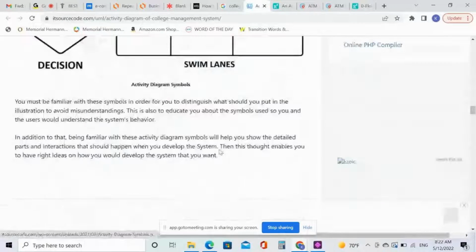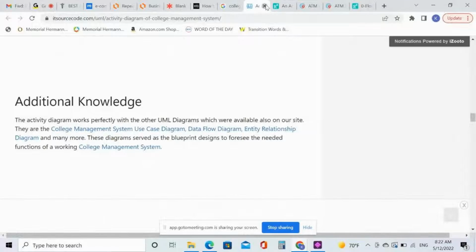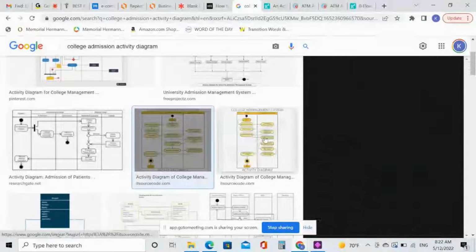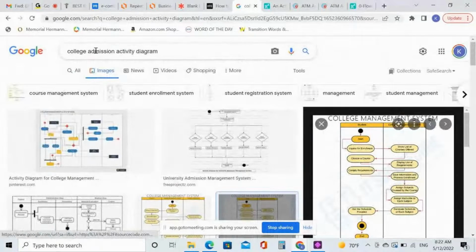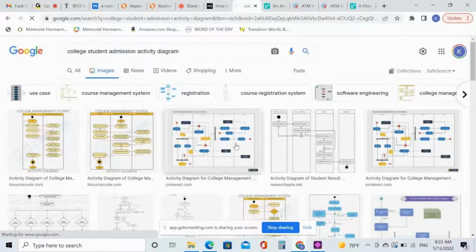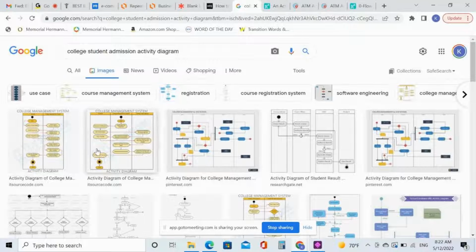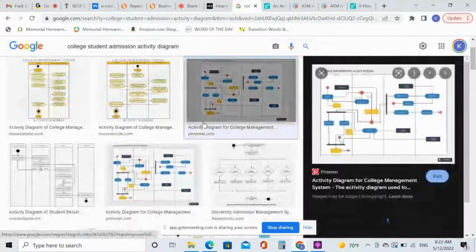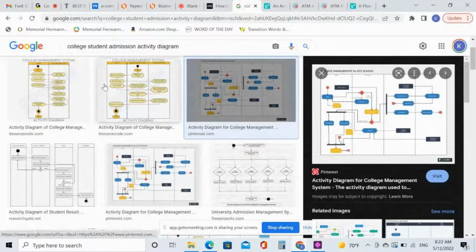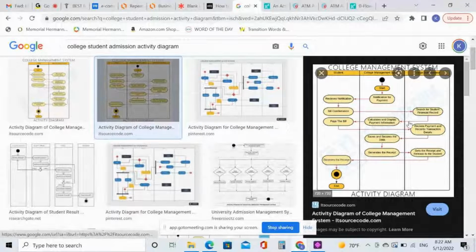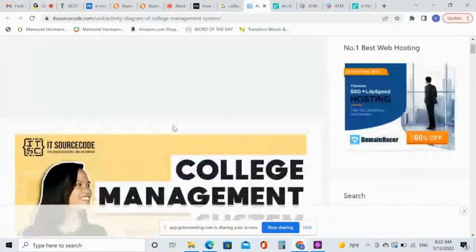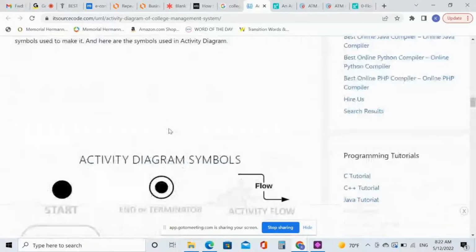Search for a good one, okay? College student admission one. I think that's too small. Yeah, that one, the second one. Is that it? Oh yeah, this one also should be fine. Oh, here.